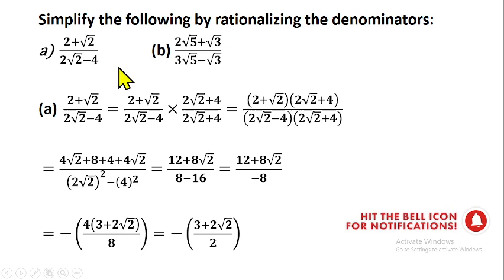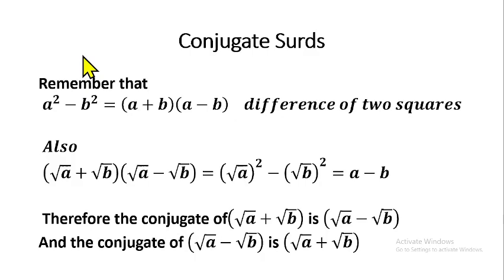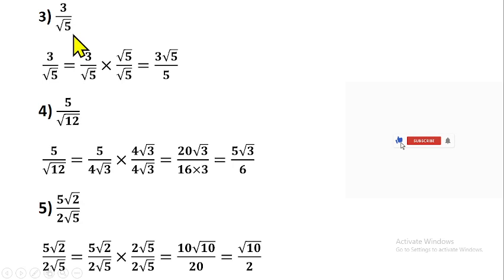Anytime you're having a fraction and the denominator is in surd form, you rationalize. Look at this one as well. You're having a surd at the denominator, so you also want to rationalize. But in this case, this one is quite different from the way you rationalized before. Let's quickly go back. Now look at this. You're having 3 over √5. Look at the denominator, it is just a single surd. You are not having plus something or minus something. So in this case, you can just multiply up and down by the denominator.